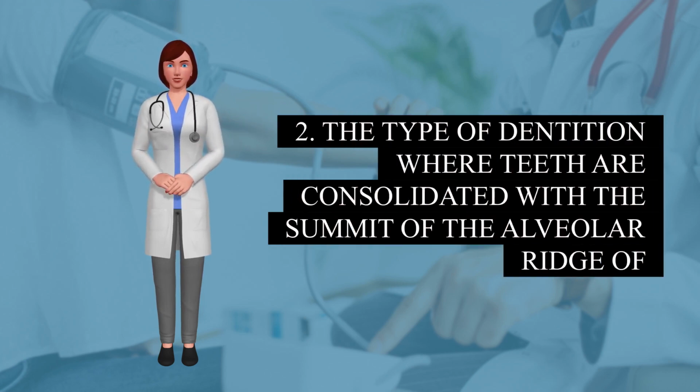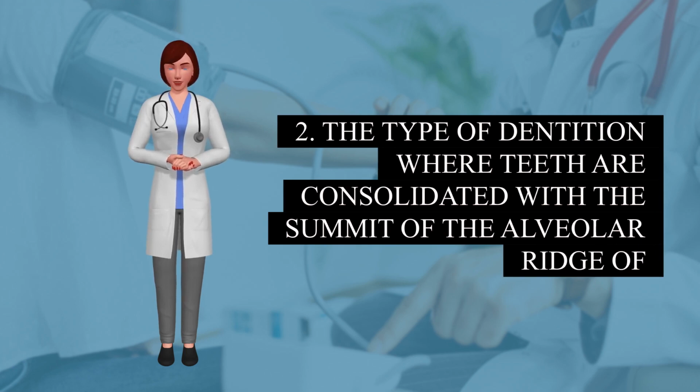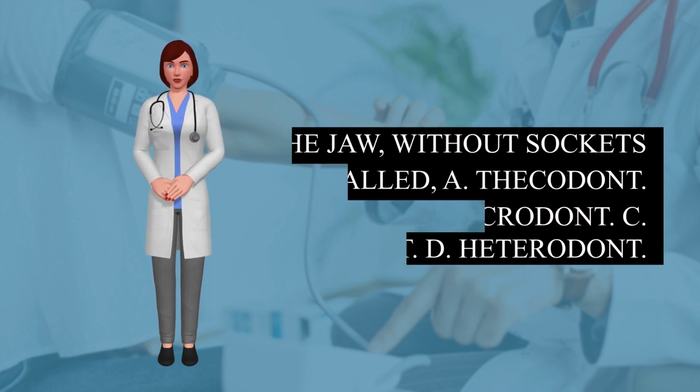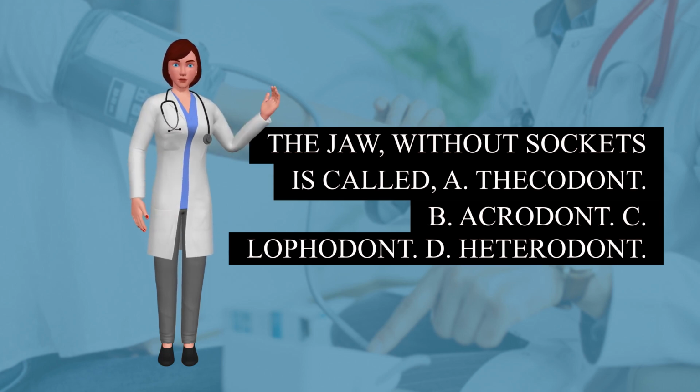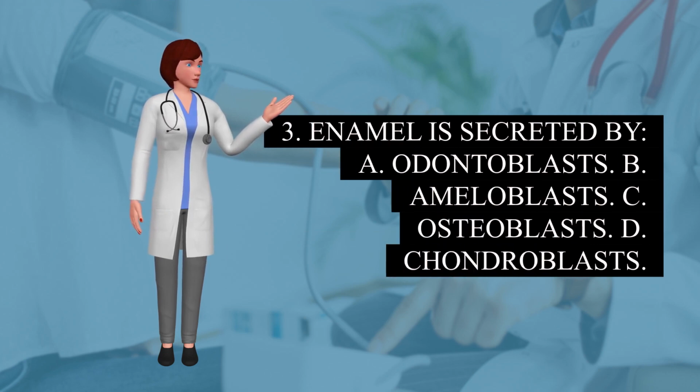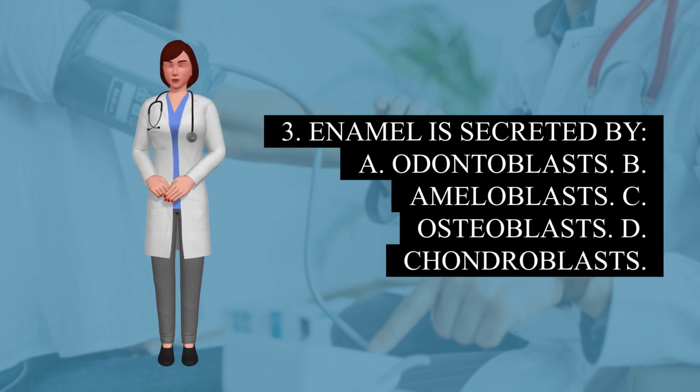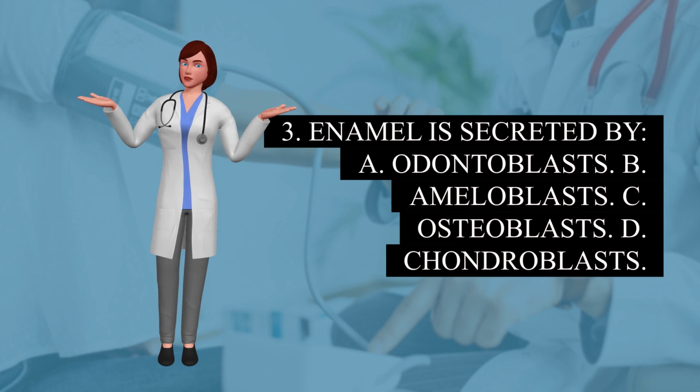2. The type of dentition where teeth are consolidated with the summit of the alveolar ridge of the jaw, without sockets, is called A. Thecodont. B. Acrodont. C. Lophodont. D. Heterodont. 3. Enamel is secreted by A. Odontoblasts. B. Ameloblasts. C. Osteoblasts.